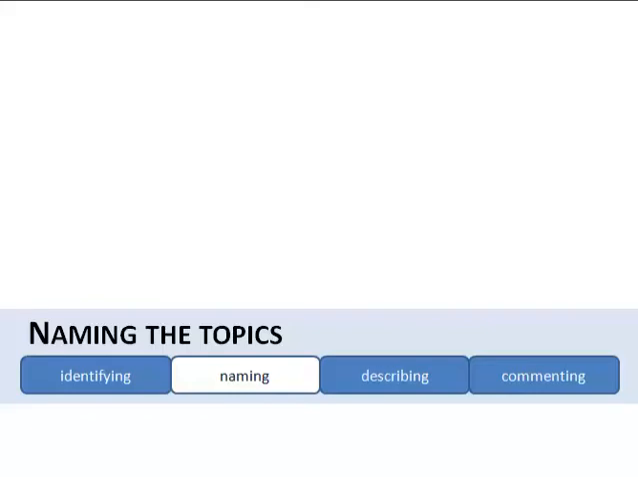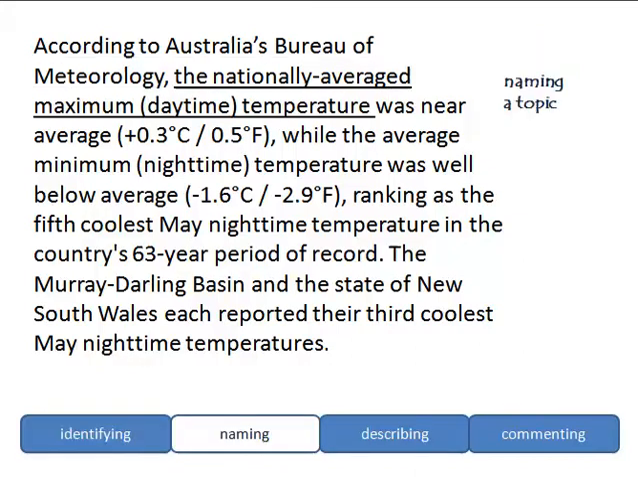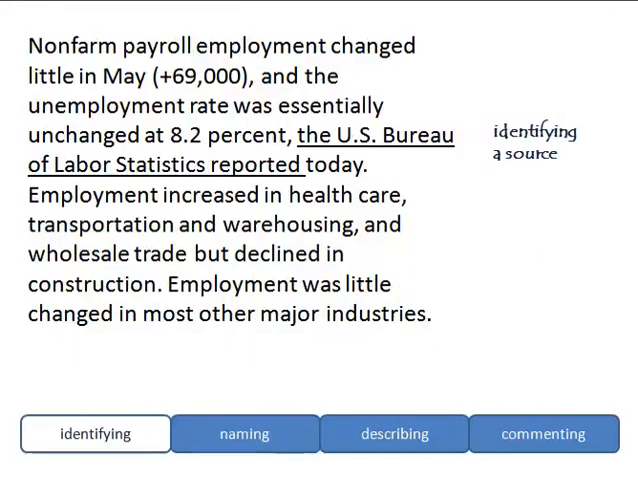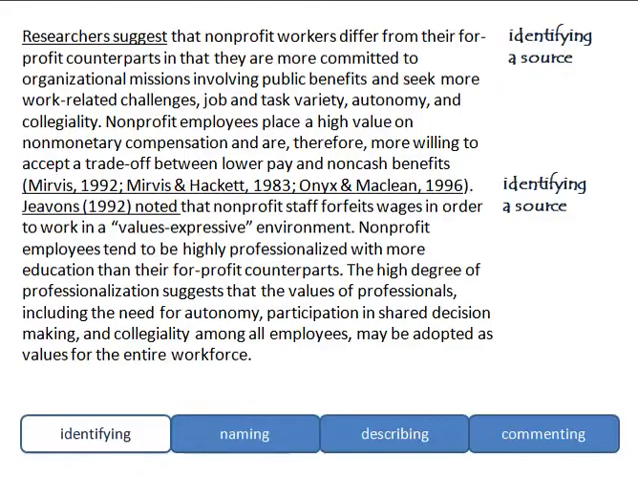In addition to identifying sources, we have to explain what the sources are writing about. So you have to name the topic. Let's go back through those examples again. In the first example, the source was Australia's Bureau of Meteorology. The topic is nationally averaged daytime temperatures. These are the temperatures that they're writing about. The non-farm payroll example: the source was the U.S. Bureau of Labor Statistics. The topic they're writing about is non-farm payroll employment and the unemployment rate. So they're talking about employment rates essentially.